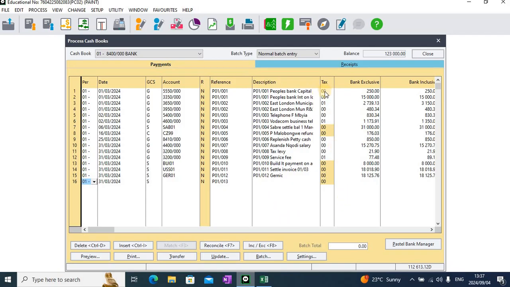Make sure about all your taxes and make sure that you've done all your settings. Okay, this concludes the payments on page 19.